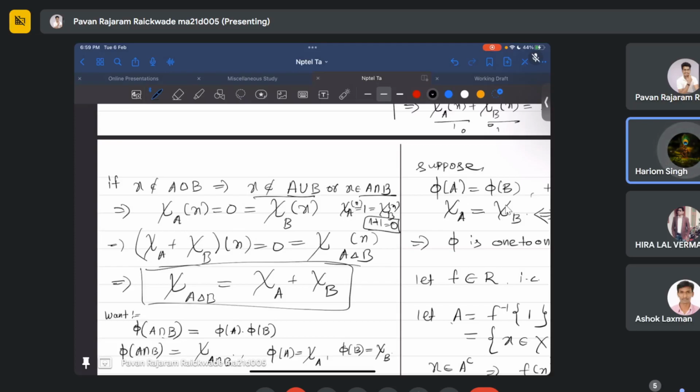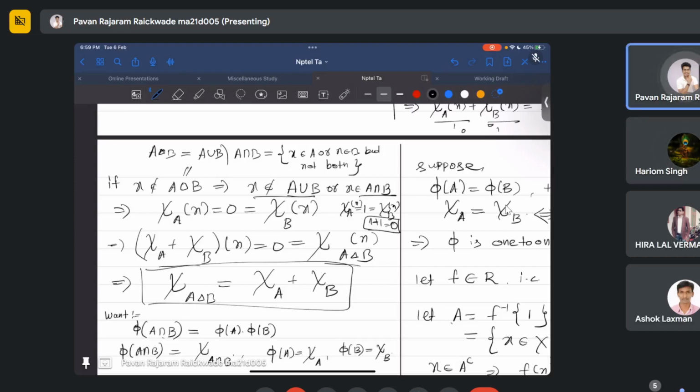So how can you write: if x does not belong to the symmetric difference A Δ B, then x does not belong to A union B, or x is in the intersection A ∩ B? See, what is the definition of the symmetric difference? This is (A union B) minus (A intersection B), right? That means the set of all points which are in A or in B, but not both. This is simply the definition of the symmetric difference.